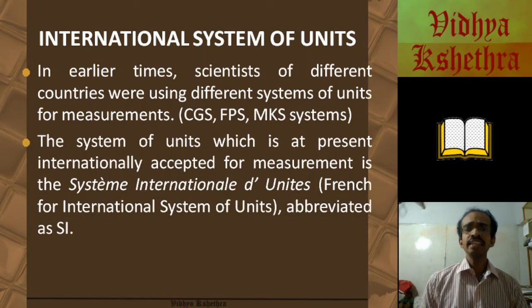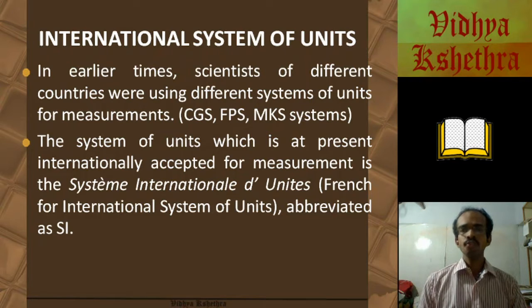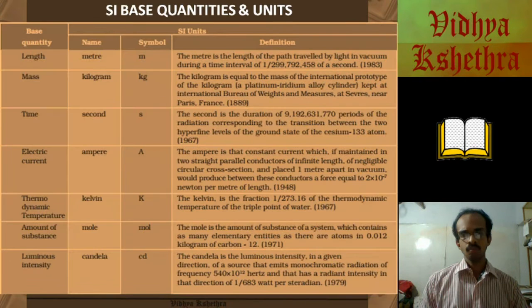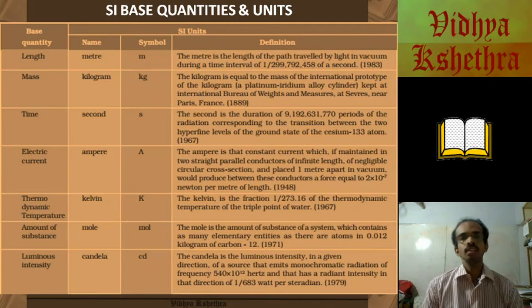Then in 1971, in a conference, the system of unit which is at present internationally accepted for measurement is the System International de Units, abbreviated as SI. These 7 base quantities are the base quantities in the case of SI unit. It includes length. For length, the unit is meter.